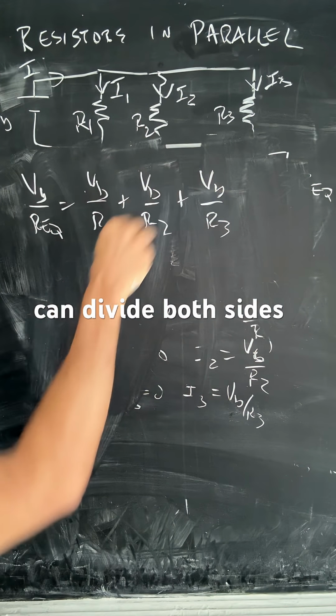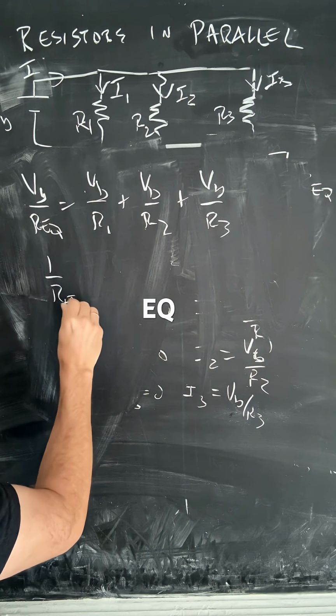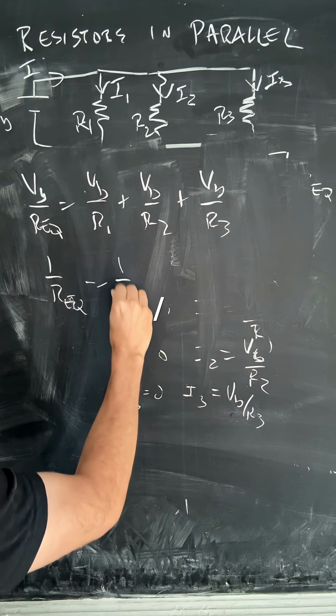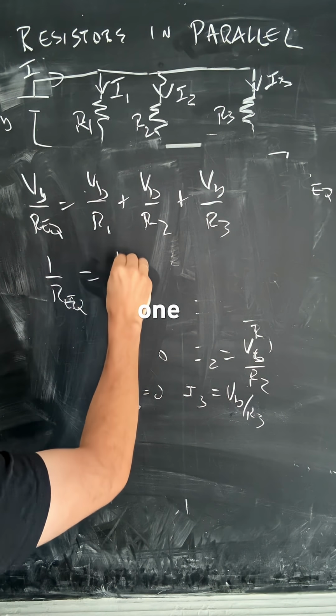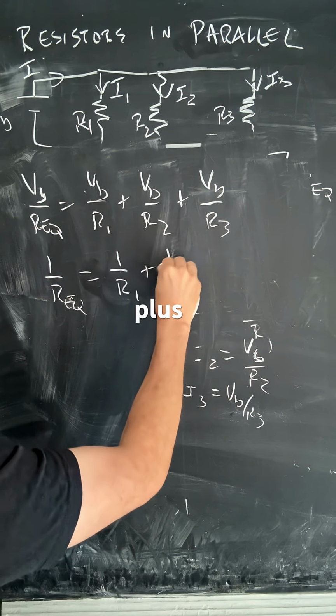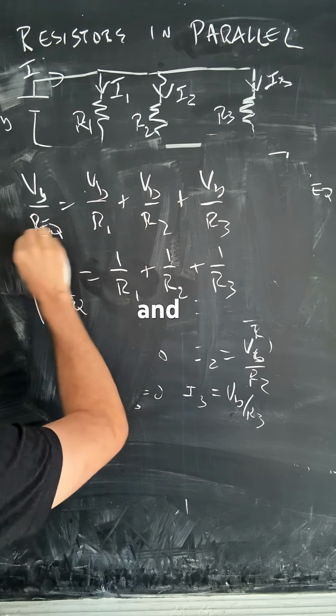I can divide both sides by VB. 1 over R equivalent, EQ, equals 1 over R1, oh, I'm so sloppy, 1 over R1 plus 1 over R2 plus 1 over R3. And that's the answer.